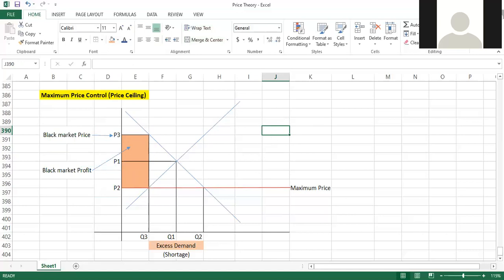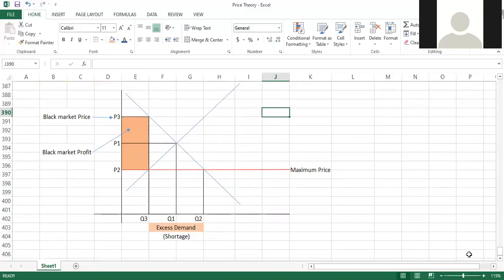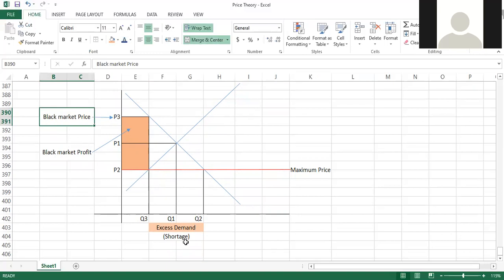What are the steps government can take to avoid a black market? Because black market is the result of what? A black market will arise due to the shortage, the excess demand. Is that clear?